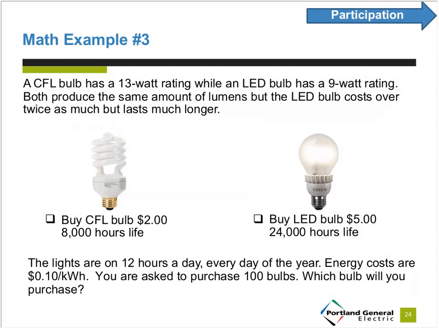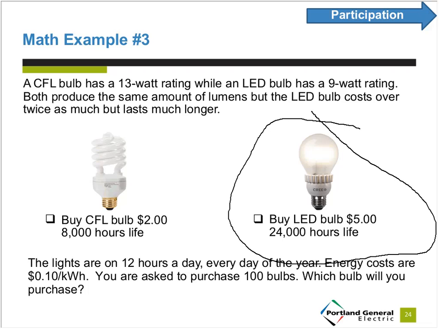So the question I pose to you is buy CFL bulbs at $2 with 8,000 hours of life, or buy LED bulbs at $5 with a 24,000 hour life. The lights are on 12 hours a day, every day for the whole year. Energy costs are 10 cents, and you are asked to buy 100 bulbs. Which order are you going to place? The CFL or the LED? So use your arrow or your marker and pick one of these.